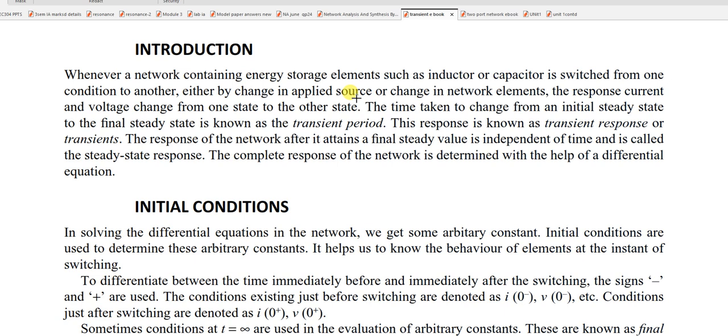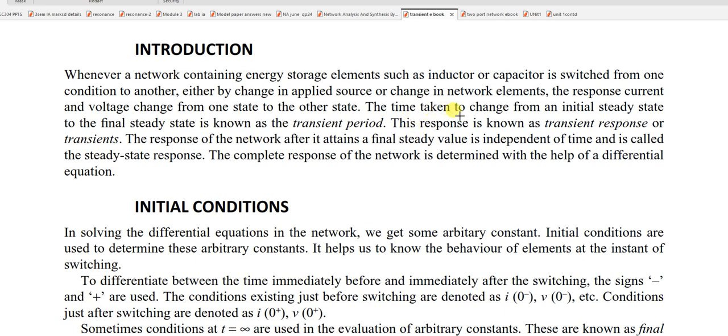So we are going to explain with a simple circuit how an inductor and a capacitor actually behave. Whenever you change the switch from one state to another state, how are they going to behave? We're going to explain that in this topic.